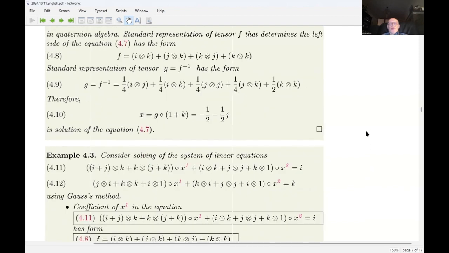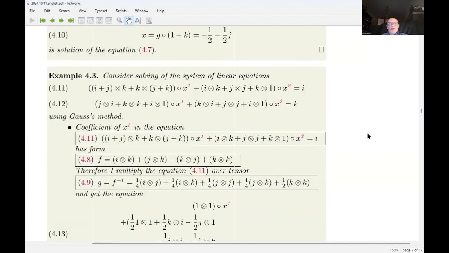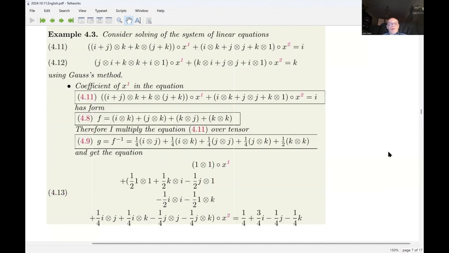Now we consider solving the system of linear equations 4.11 and 4.12 using Gauss's method. The coefficient of x1 in equation 4.11 has form 4.8. We considered this tensor in the previous example. Therefore, I multiply equation 4.11 by the tensor 4.9. We found this tensor in the previous example. And we get equation 4.15.